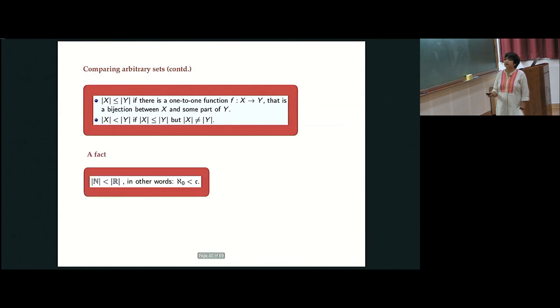Now, take two sets, X and Y. The cardinality of X is less than or equal to the cardinality of Y if there is a 1-1 function f from X to Y, that is, a bijection between X and some part of Y. And the cardinality of X is less than the cardinality of Y if the cardinality of X is less than or equal to the cardinality of Y, but the cardinality of X is not equal to the cardinality of Y. So that's how we define the order relation between two cardinalities. And of course, we have that Aleph null is less than continuum. Aleph null is less than C.